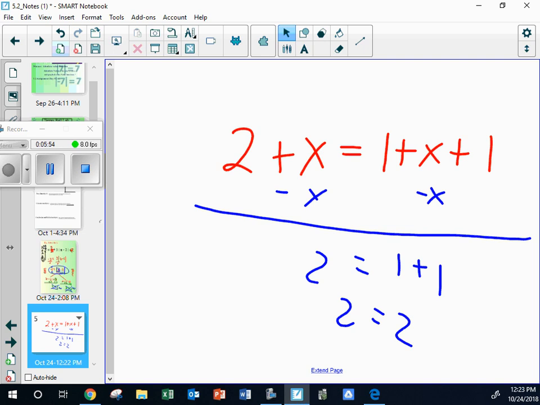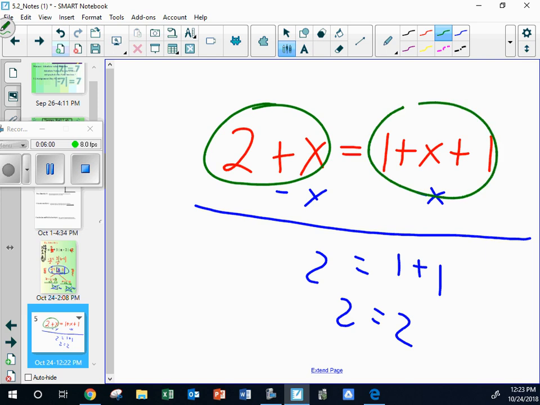If you come out to something that's a true statement, like 2 equals 2, it's just saying that this was identical to this, and therefore it didn't matter what you put in for x. You could put in anything, and it would work. We're not used to that answer. That's a weird answer, isn't it?